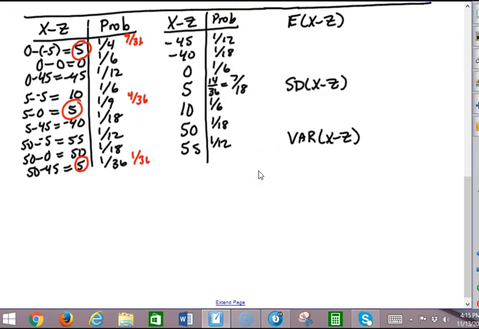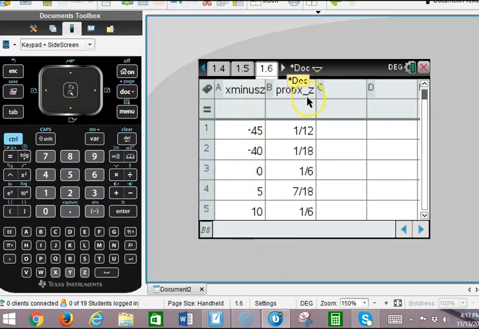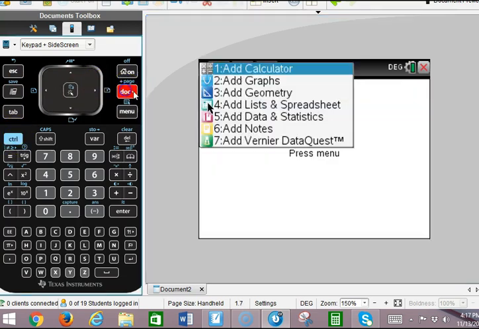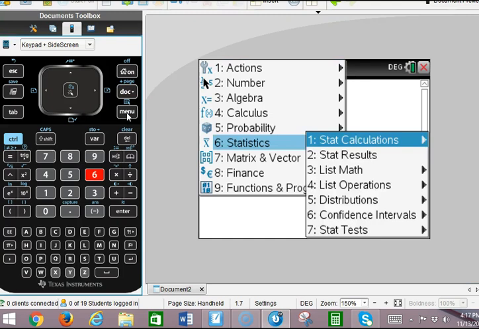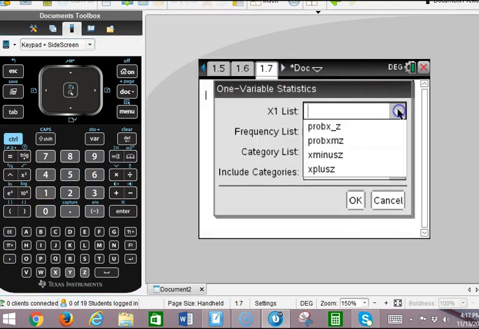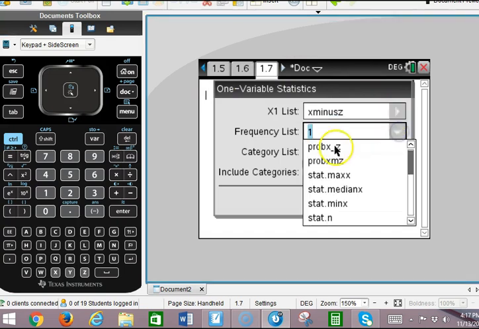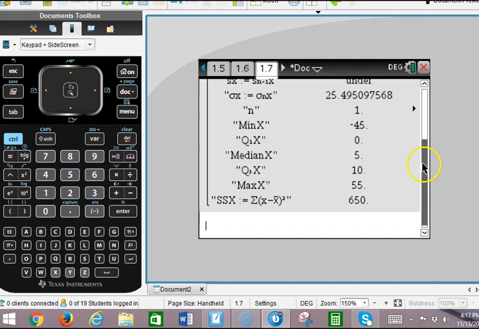So we're going to do the same thing on the calculator, is set up all of these values and their probabilities and find the expected value, the standard deviation, and the variance. And I think I'm going to put this in the other order since I wanted to do standard deviation last. So variance of x minus z, and then standard deviation of x minus z. So let's see what happens. Okay, so I've set up x minus z and the probability of x minus z just using an underscore here. So let's add a calculator page, menu 611, one list, x list is x minus z, probability of x minus z. Okay, so what do we get?